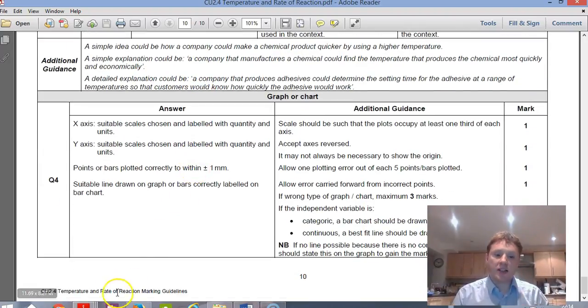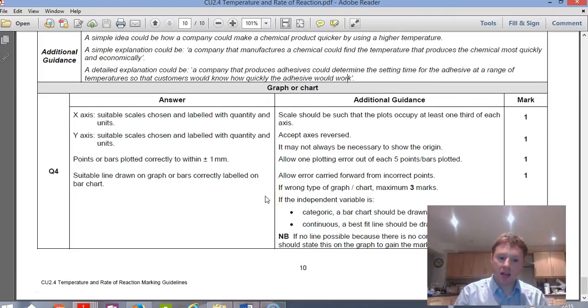And then the last one is a 4-mark question. Draw your graph. You get 1 mark for labeling the x-axis with units, 1 mark for the y-axis with units, doesn't matter which way around they are, 1 mark for plotting your results correctly, and then 1 mark for either drawing a line of best fit if it is supposed to be a line graph, or labeling your bars correctly if it's a bar graph. If your independent variable is continuous, i.e. numbers, you should be doing a line. If it is categoric, i.e. names like red, green, blue, it's a bar chart. So that should be quite straightforward.